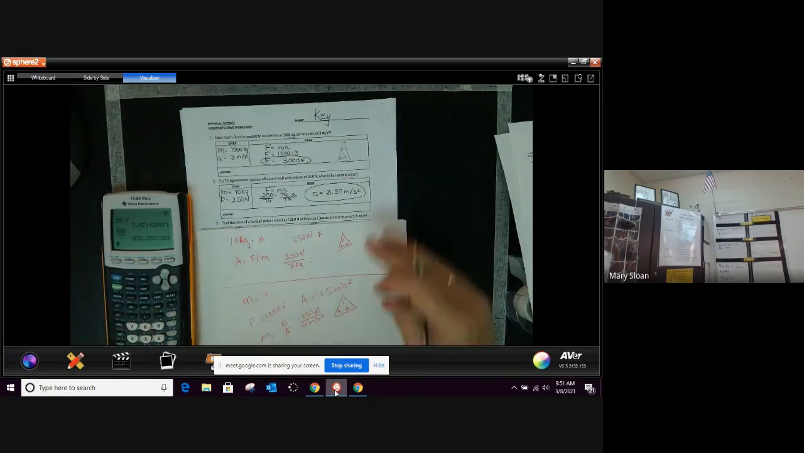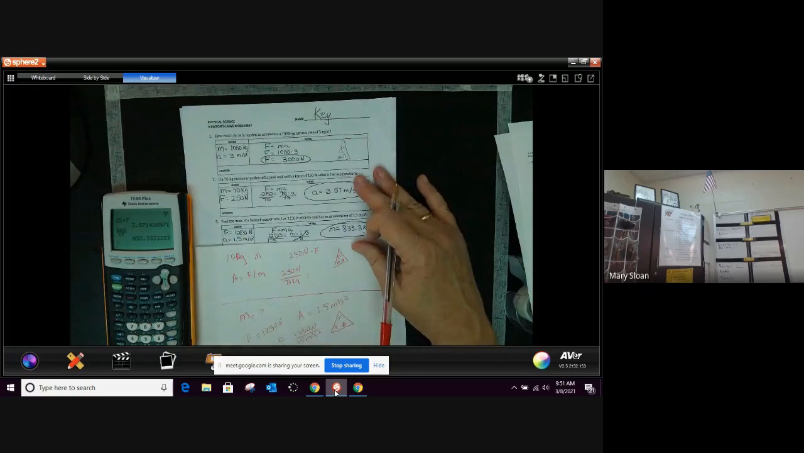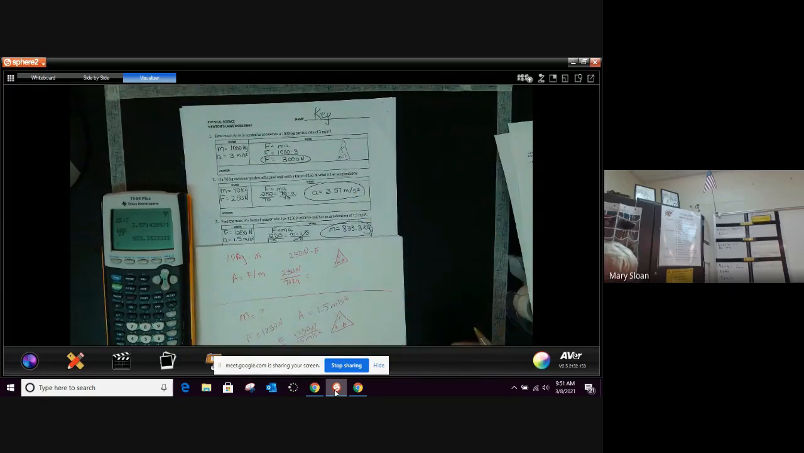That gives me 833.3, and so that's 833.3 kilograms. How is everybody doing so far? Do a thumbs up if you got everything right so far. Okay? Let's go to the next one.